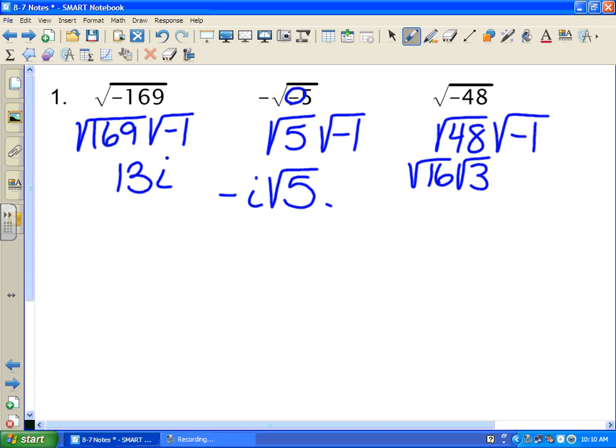Did you say that? Oh, I'm sorry. I thought you were saying 4 times 3. Okay, I apologize. You were right. So radical 16 is 4. And radical 3, where does the i go? After the 4. Negative? Right? Nope. The only time you have a negative is if you have a negative with the problem.